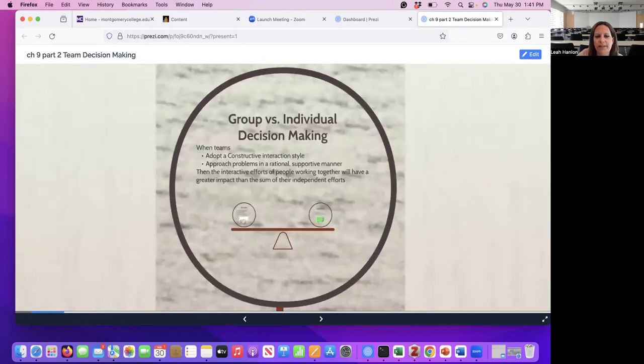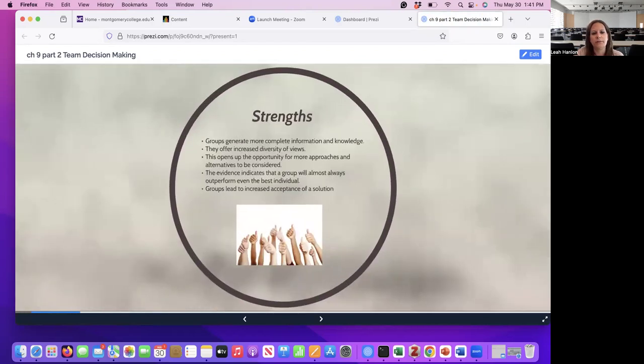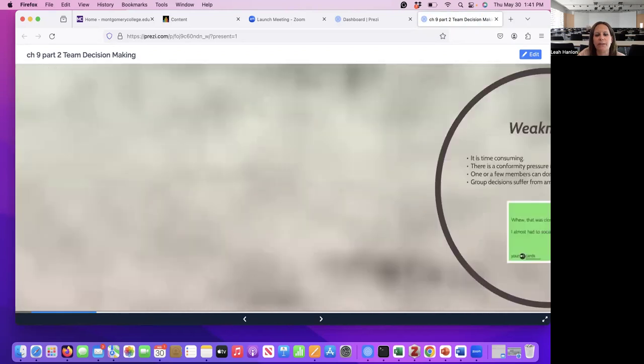Groups versus individual decision-making. When teams adopt a constructive interaction style, approach problems in a rational, supportive manner, then the interactive efforts of people working together will have a greater impact than the sum of their independent efforts. Groups generate more complete information and knowledge. They offer increased diversity of views. This opens up the opportunity for more approaches and alternatives to be considered. Groups lead to increased acceptance of a solution.